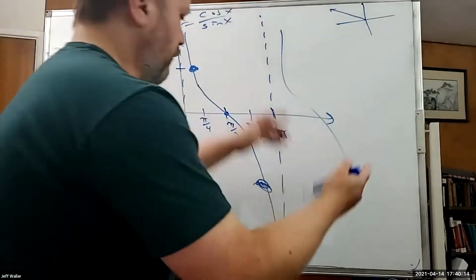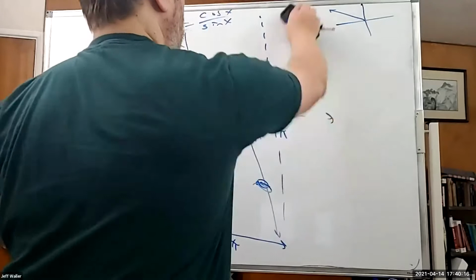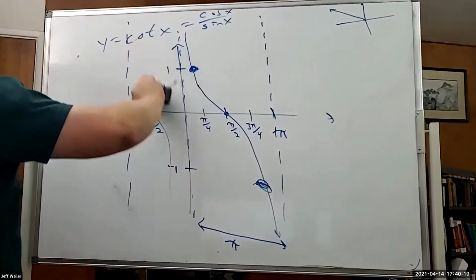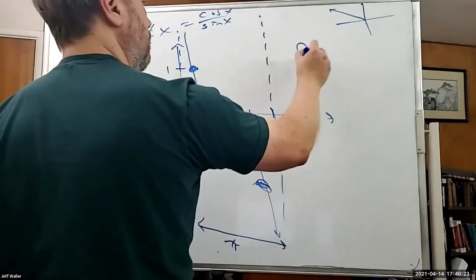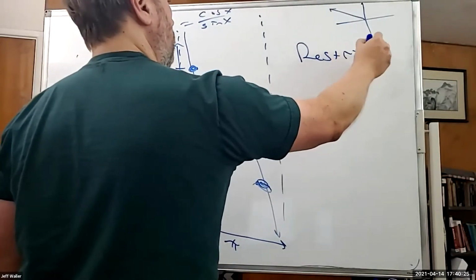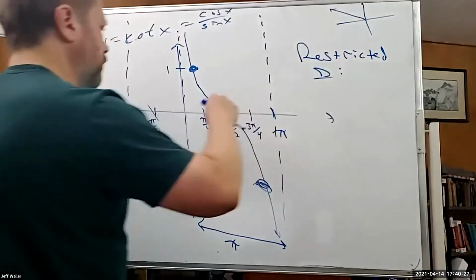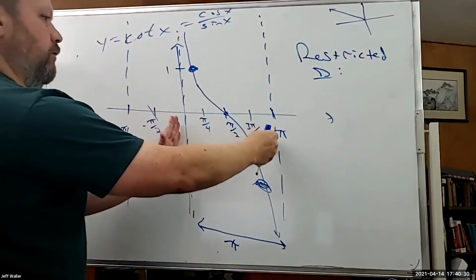Okay. So we can do the same thing. We can erase what I just drew. So that was a wasted exercise. Restrict the domain of cotangent so that it is invertible. So now I'll say it's from 0 to pi.